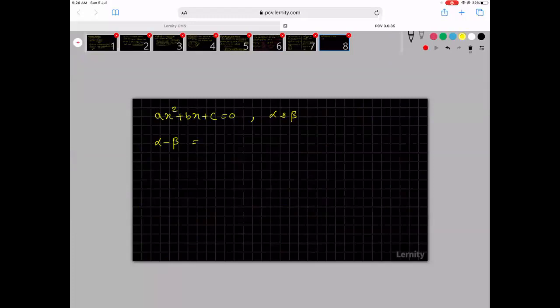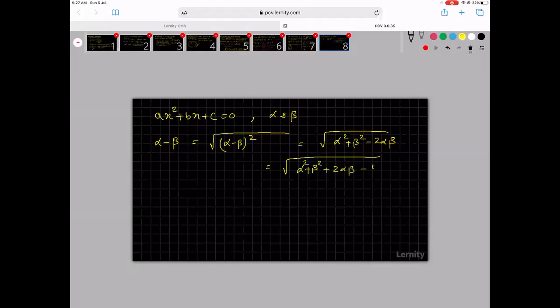Okay. Now, alpha minus beta, can you say is equal to root over of alpha minus beta the whole square? So that, do you understand, is equal to root over of alpha square plus beta square minus 2 alpha beta. Which I can say is equal to root over of alpha square plus beta square plus 2 alpha beta minus 4 alpha beta. So that is equal to root over of alpha plus beta the whole square minus 4 alpha beta.